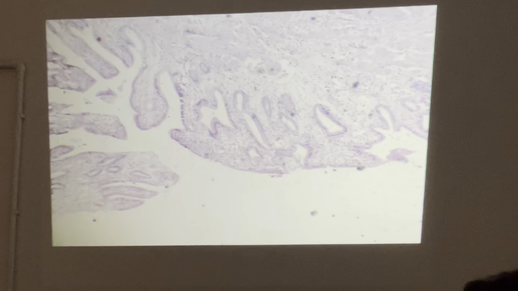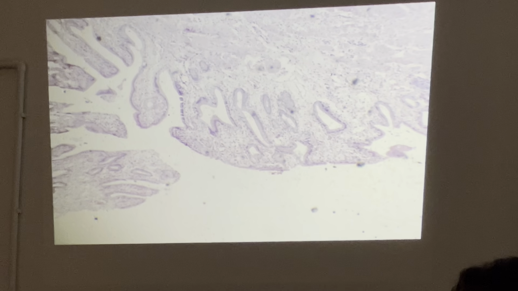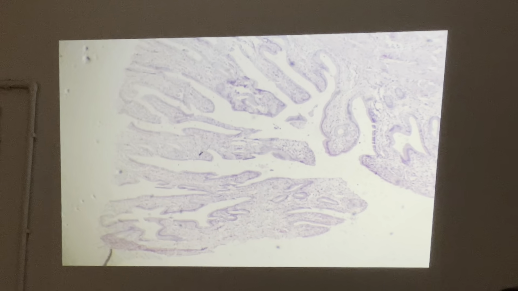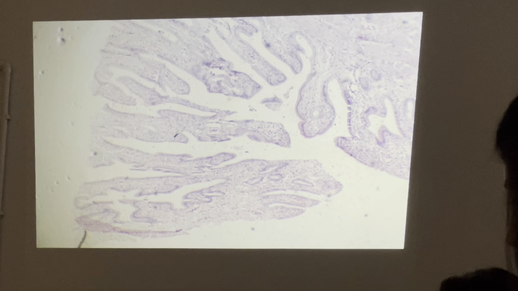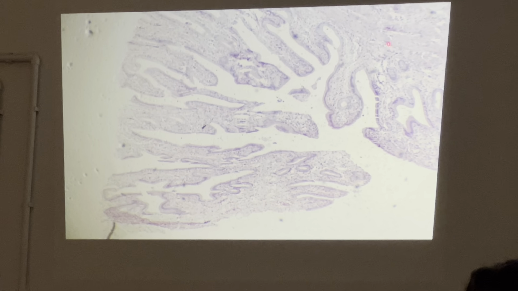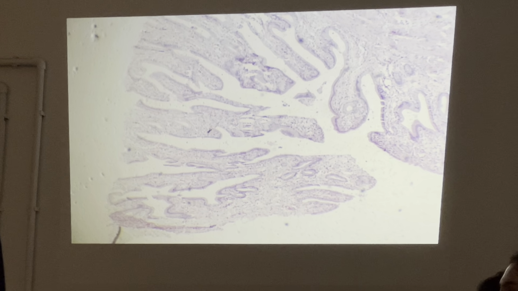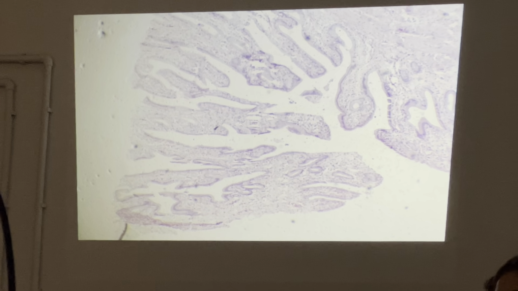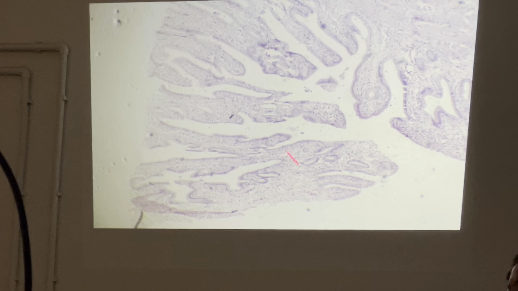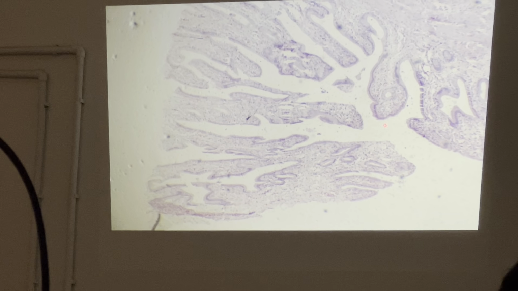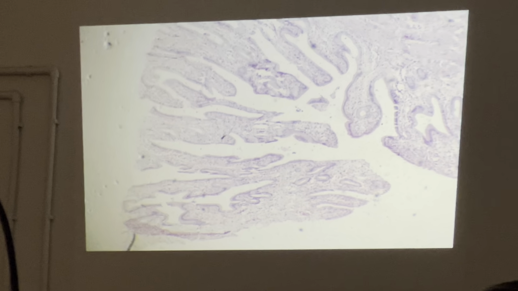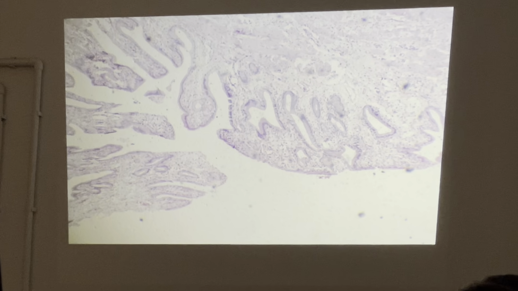What about this organ? Let's just see. Which organ in the hepatobiliary system has a foldy mucosa? Excellent. So the gallbladder, it has a foldy mucosa or finger-like projection. So this is a mucosal fold, and this section is taken from the gallbladder.